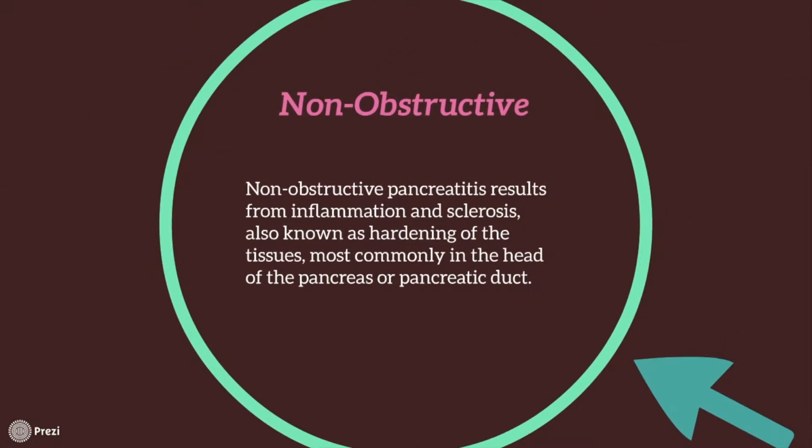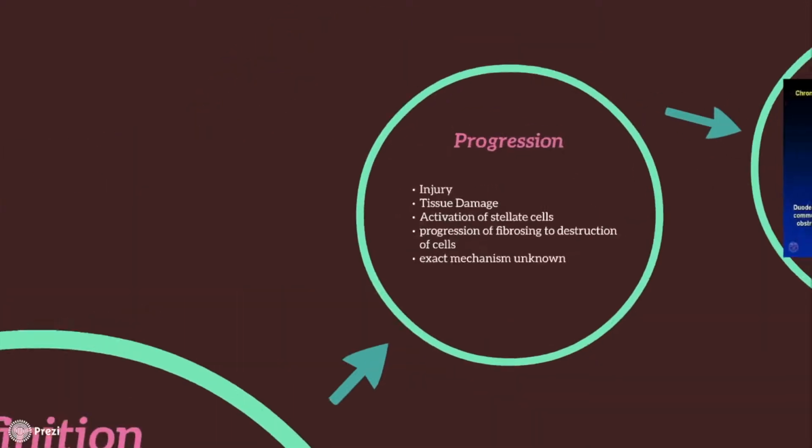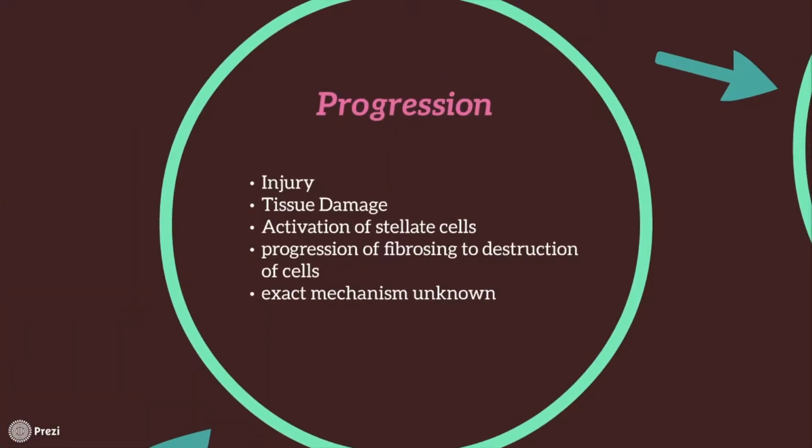Non-obstructive chronic pancreatitis results from inflammation or swelling and sclerosis, also known as hardening of the tissues, most commonly in the head of the pancreas or in the pancreatic duct. The progression of fibrosing leads to the destruction of pancreatic cells. The fibrosing cascade, or the process, is initiated by an injury to the pancreas.